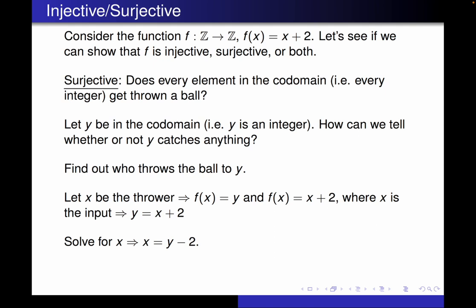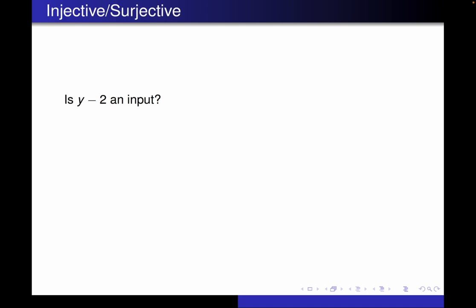And now the question is, is x equal to y minus 2 a legitimate thrower who throws the ball to y? Well, if there is a thrower, that has to be it. That's what we've shown. If there is a thrower that can do it, it's got to be y minus 2. Let's see if y minus 2 is actually a legitimate thrower. First of all, is it an input? Is the function actually going to accept y minus 2 as an input? Well, remember, the function only accepts integers. So in order to accept y minus 2 as an input, it has to be an integer.